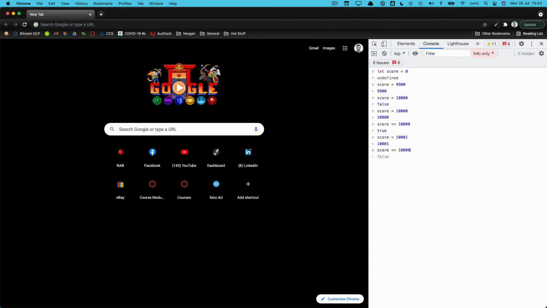Now, here's the thing. Let's change score back to 10,000. Does score equal 10,000? Yes, it does. Does score equal a string of 10,000? No. But yes. What's going on there? Now, here's the thing about JavaScript. It's a bit weird.